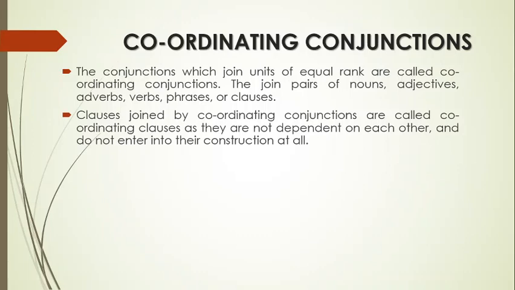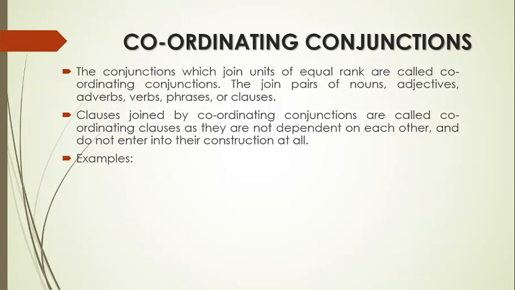Even when separated, they will mean something and they will mean something complete. I came home, full stop, complete meaning. He went away, full stop, again, complete meaning. So coordinating conjunctions, they join clauses who are not dependent on each other. Basically, they're independent of each other and do not enter into their construction at all. They have their own separate construction.